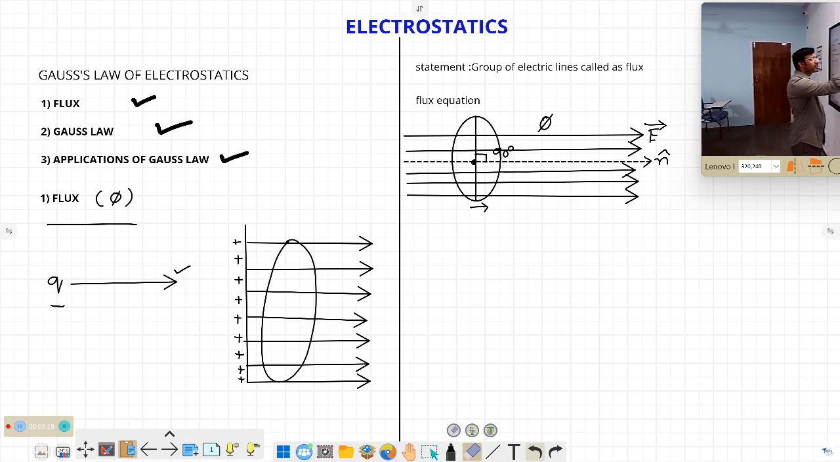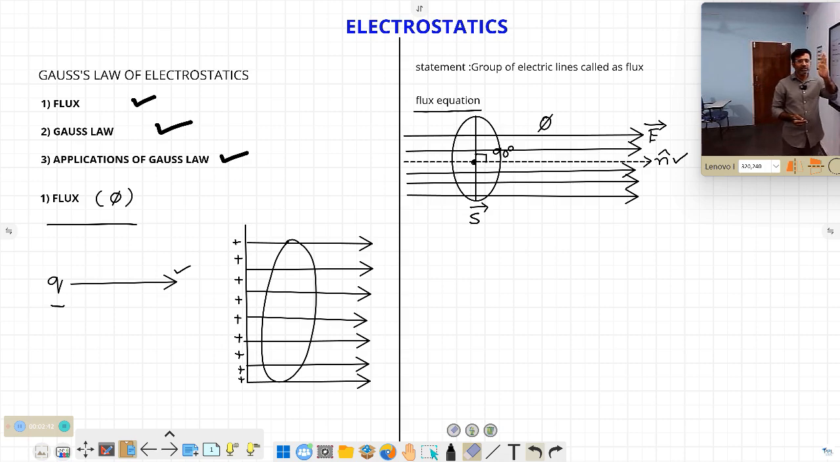Now we are going to discuss the flux equation. How are we going to represent the flux equation? Here consider one area. This has some surface area, one region of area. Area is a vector quantity. This is always in the direction of the normal, that means perpendicular to the surface.